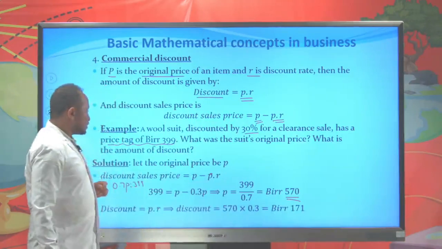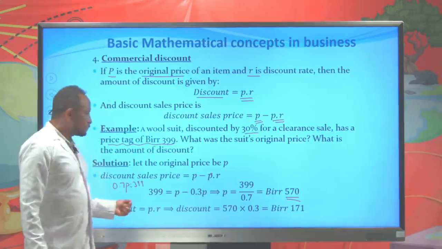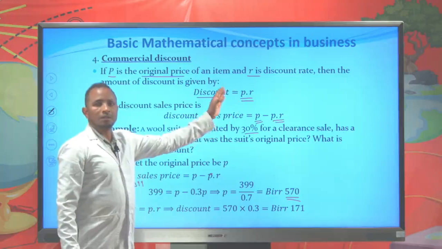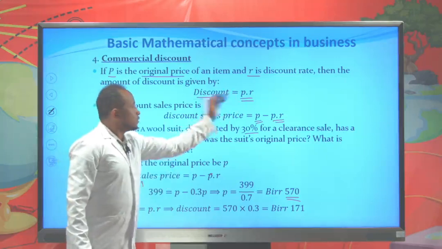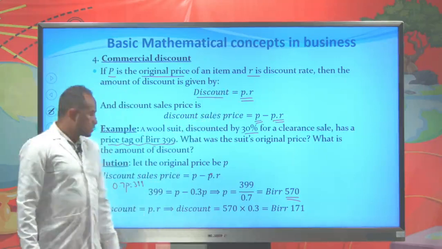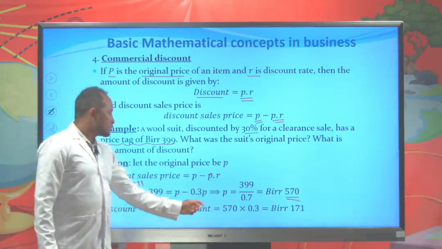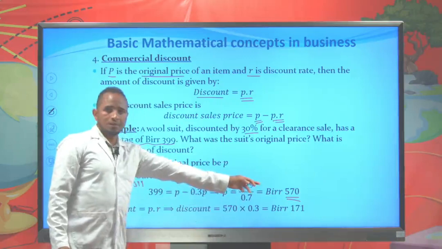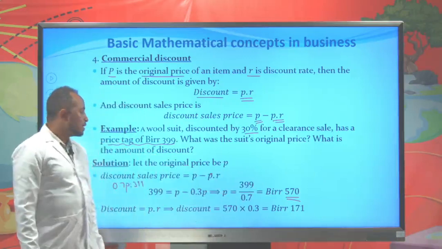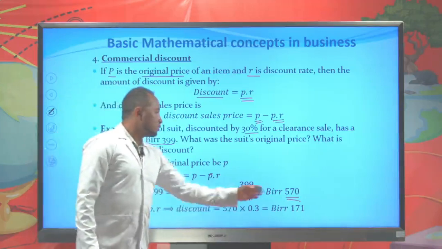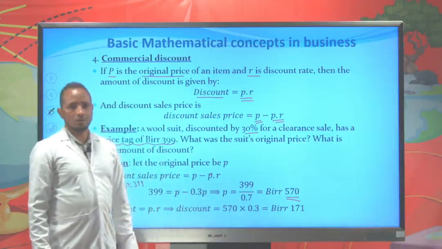Okay. In addition to this, we are asked to find the amount of discount. The amount of discount is given by multiplying the original price with the discount rate. So discount is equal to the original price times the discount rate. We have found the original price to be 570, times the discount rate, 0.3. When you multiply these two, you get 171.